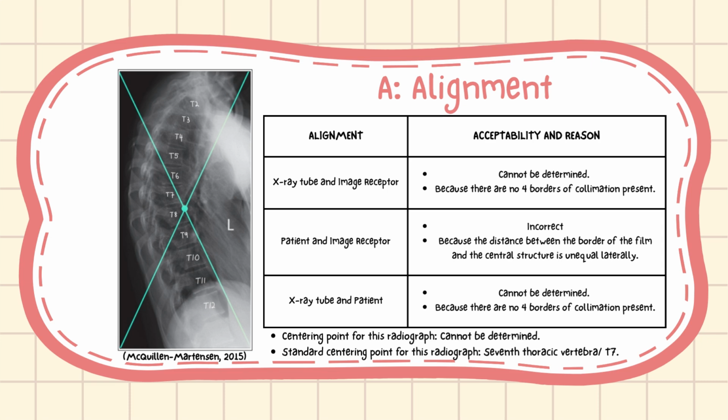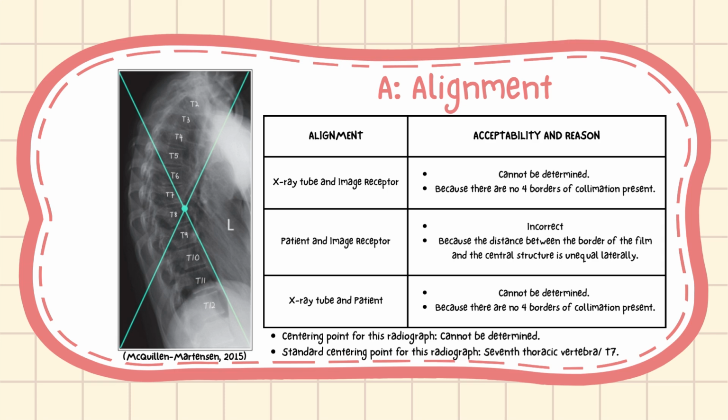Meanwhile, the alignment between patient and image receptor is incorrect because the distance between the border of the film and the central structure is unequal laterally. And the last one, the alignment between X-ray tube and patient cannot be determined because there are no four bodies of collimation present in the radiograph.